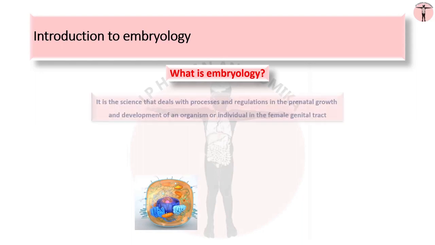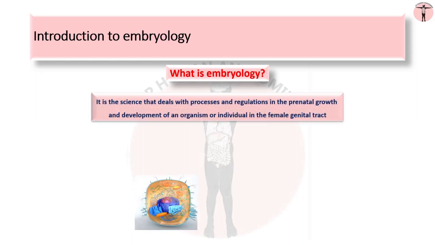It is the science that deals with processes and regulations in the prenatal growth and development of an organism or the individual in the female genital tract. It includes the study of gametes, their fusion to form zygote, and the further development up to the birth of the fetus. It is also called developmental anatomy.